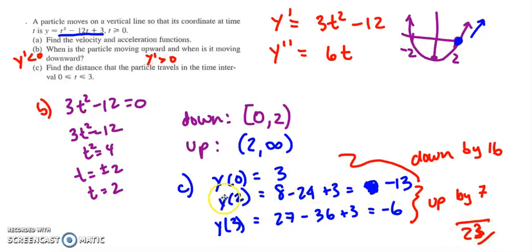Just to confirm what I did here, I chose these three values. The endpoints of the interval were 0 and 3, and I chose time equals 2 because that's where we figured out that the derivative changed sign, so the particle changed direction. So we want to measure how far the particle went down, and then how far the particle went up to get the full distance traveled.